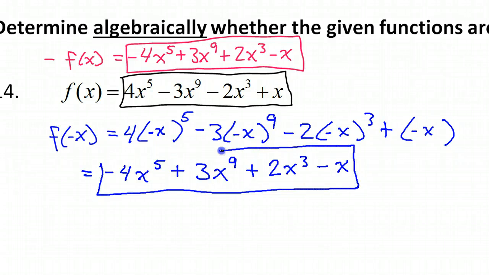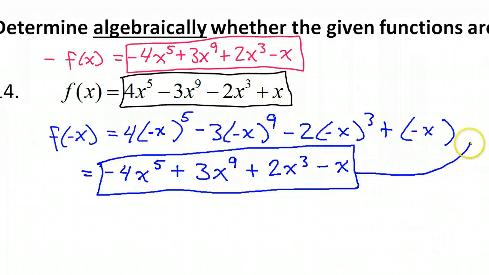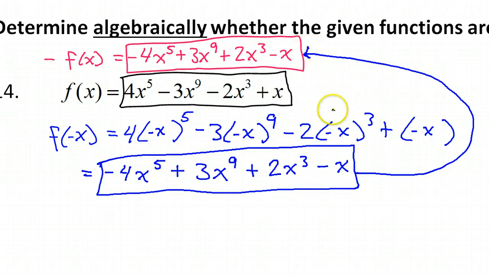Alright, and what we know is if f of negative x matches the original function, then it's even. If f of negative x matches the opposite function, then it is odd. Well, and if it matches neither, then it's neither. Well, what do you see? Yep, f of negative x is a perfect match with the opposite of x. So that means it is odd.